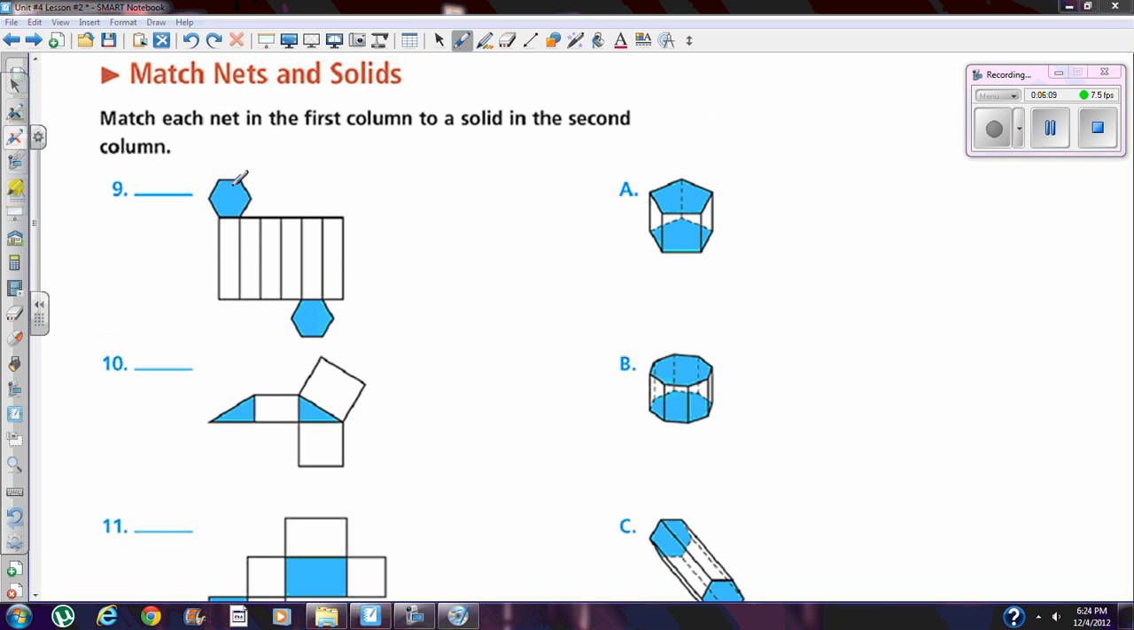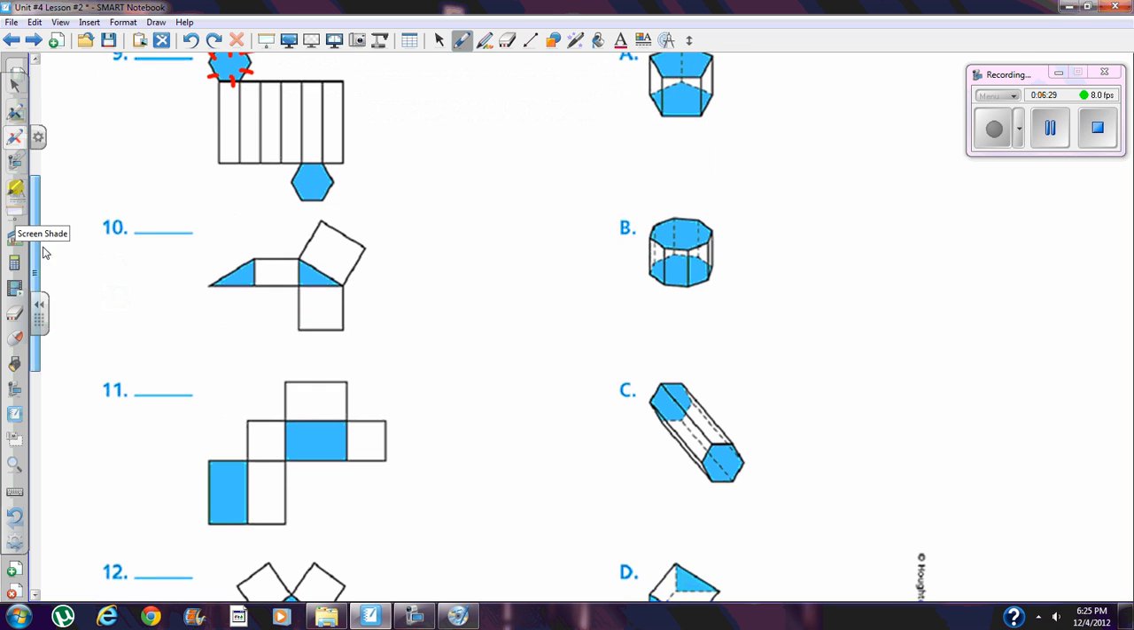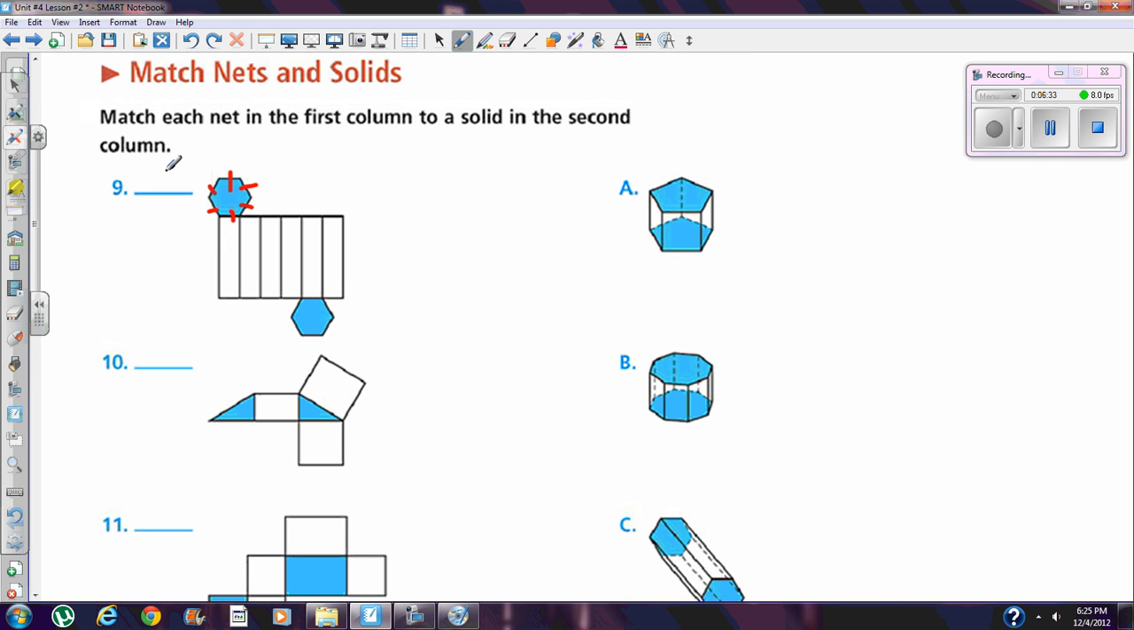Start by counting the sides of your base. 1, 2, 3, 4, 5, 6. So you're looking for a base of a three-dimensional shape that also has 6 sides. So number 9 and letter C. So in your notebook, put 9C, please.